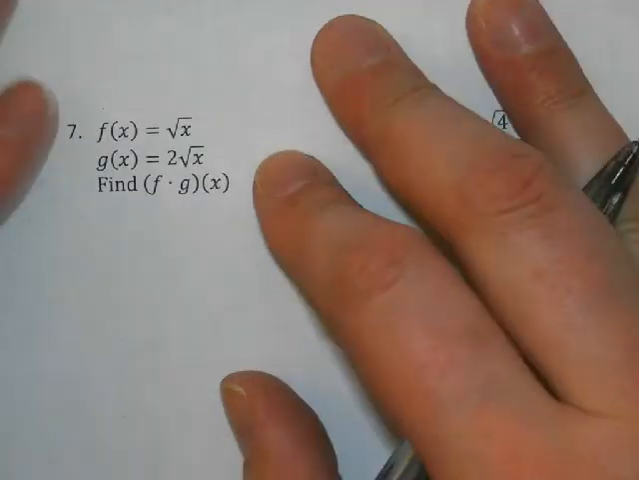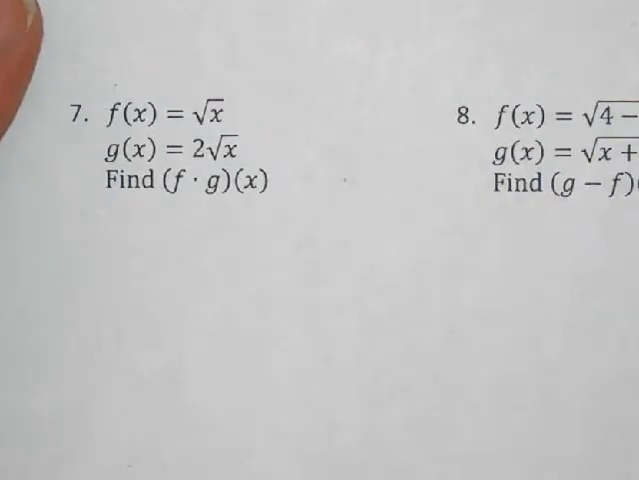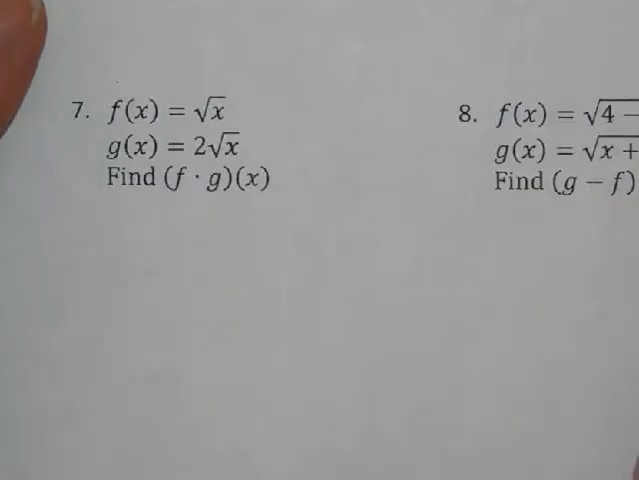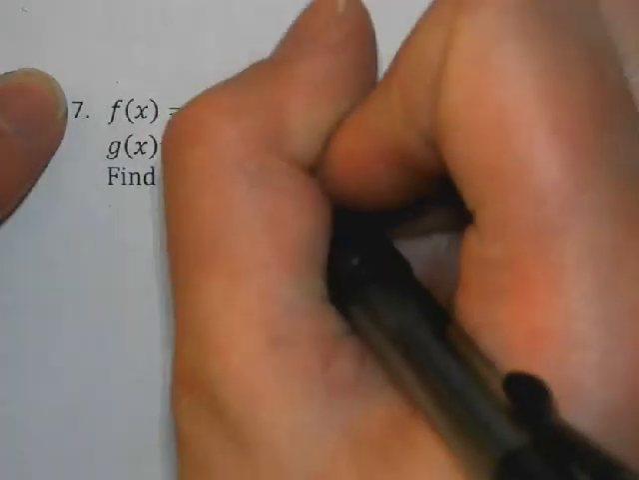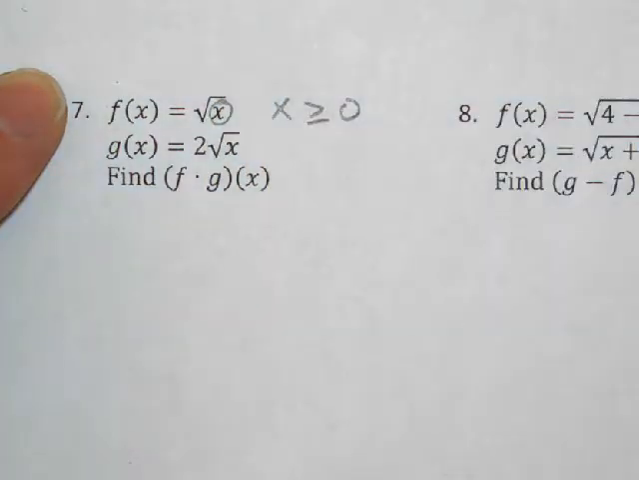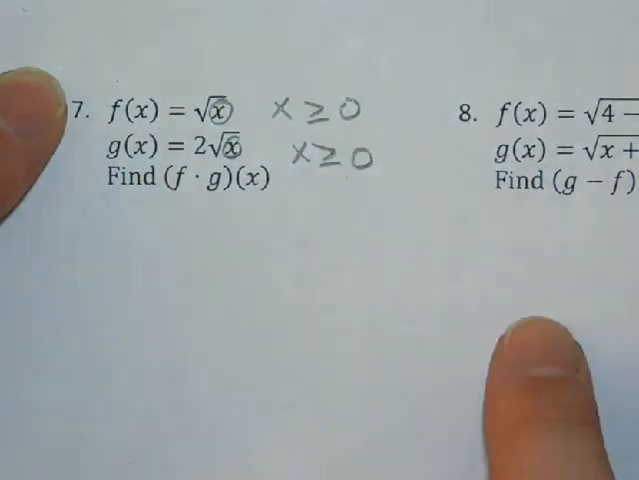All right, so for number 7, if we find the domain of each part separately, what do we see? Radical. Okay, so the stuff that's underneath the radical is greater than or equal to 0. So what's our prediction right now? Greater than or equal to 0.